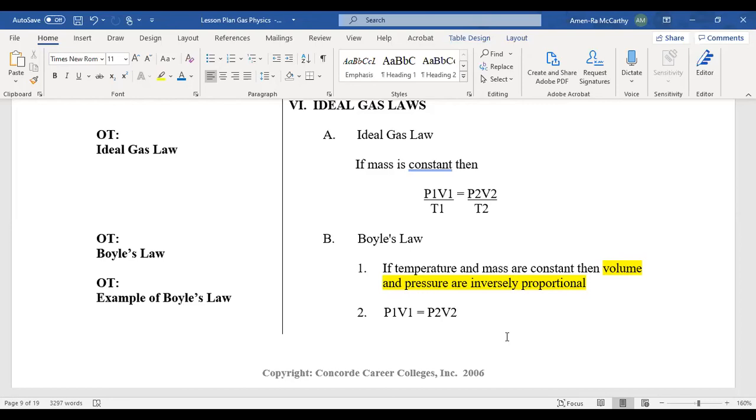And I'll give you a hint. Boyle's law is the only one that is an inverse relationship. The other two are proportional relationships. They're directly related. Boyle is the only one that's indirectly related. So when you see indirectly related, you already know they're talking about Boyle.